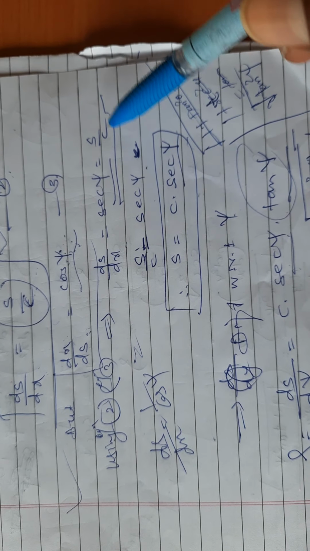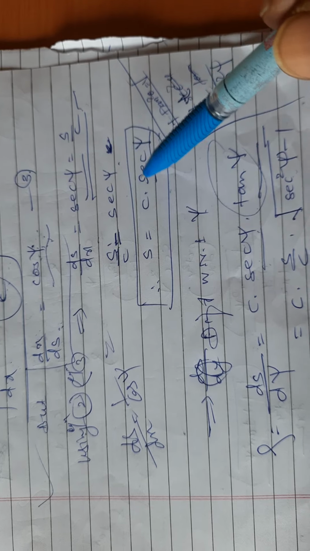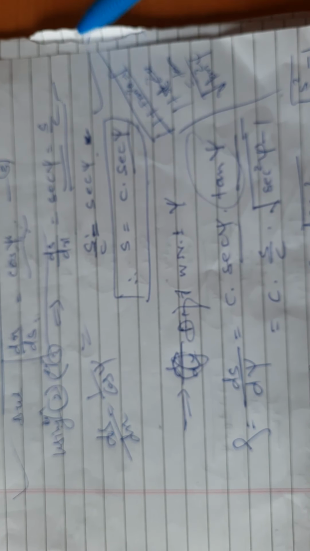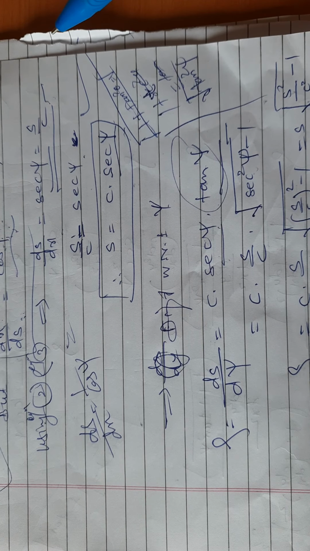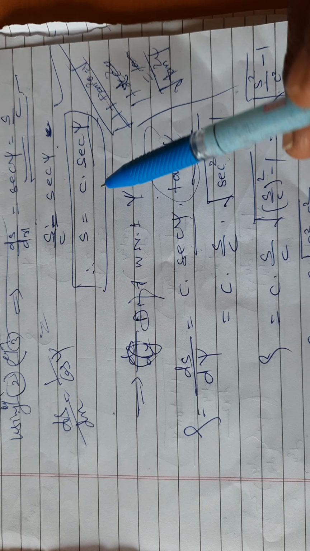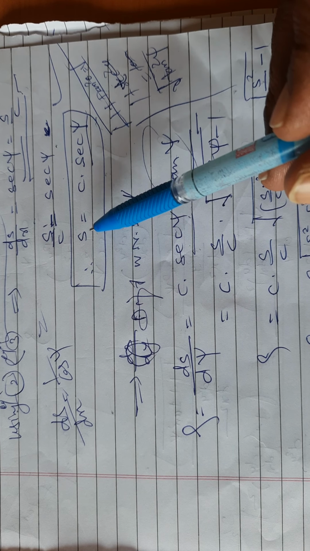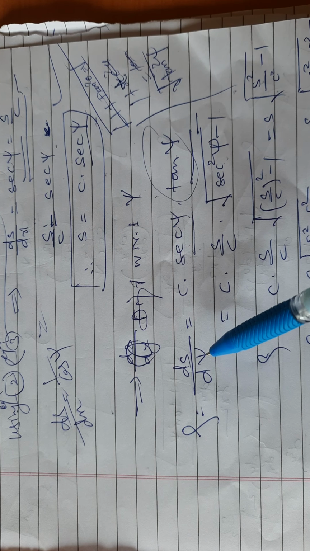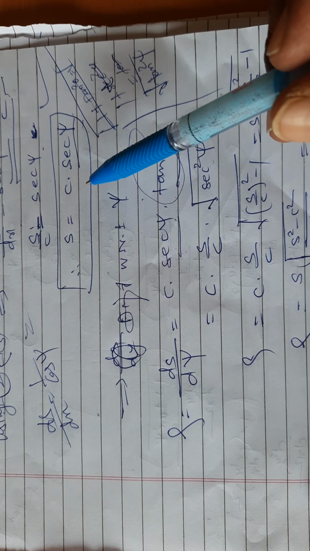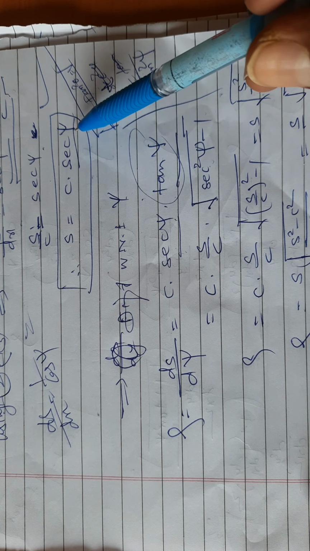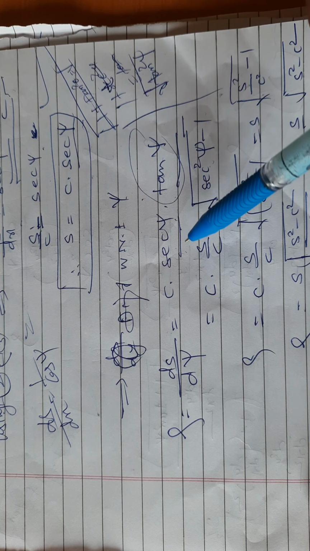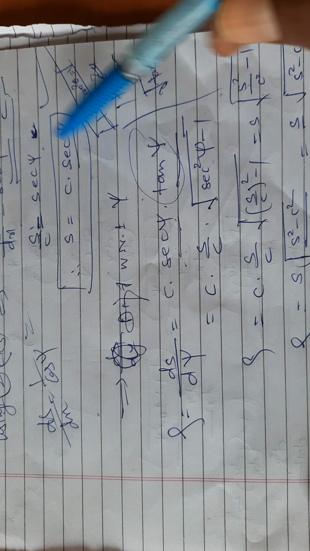Both are same. S upon c equal to sec psi and s equal to c sec psi, which is the intrinsic equation in s and psi. Differentiating with respect to psi, derivative of s with respect to psi, ds upon d psi equal to c as it is, and derivative of sec psi is sec psi into tan psi. sec psi ची किंमत काय असेल, s upon c.